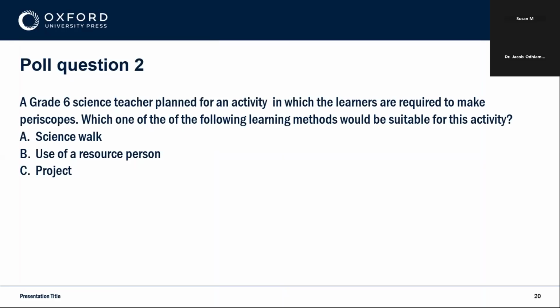A grade 6 science teacher planned for an activity in which the learners were required to make periscopes. Which one of the following learning methods would be suitable for the activity? Would it be a science walk to make a periscope? Would it be use of a resource person to make a periscope? Or would it be a project? You have 2 minutes to respond to that poll question.